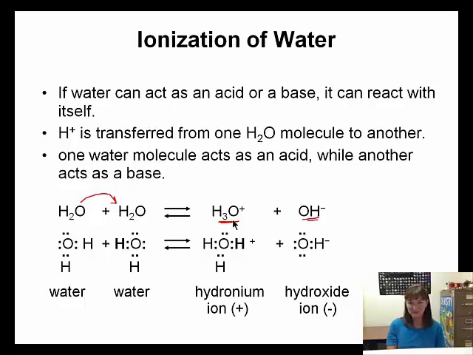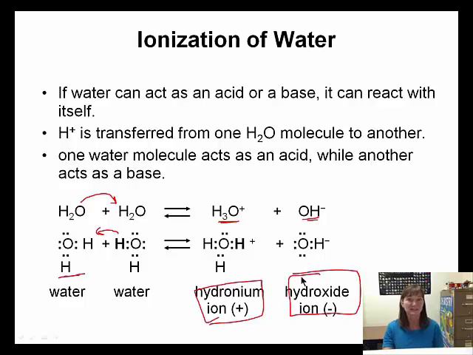So let's see which way I have it in this picture. In this picture, you're looking at the Lewis structures. This water molecule, it looks like it's going to take a hydrogen ion from this water molecule. So this one is going to turn into hydronium with its plus charge. And the other water molecule that lost a hydrogen ion is going to be hydroxide with the minus sign.